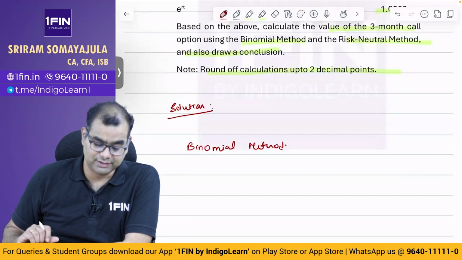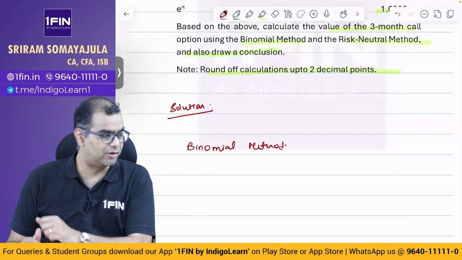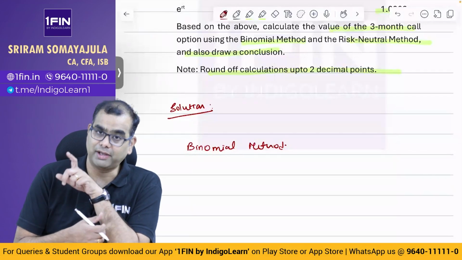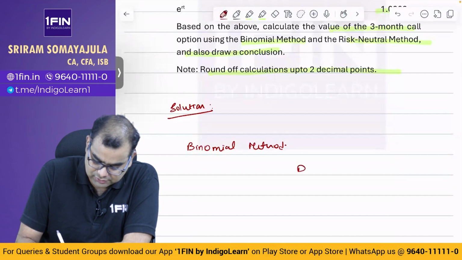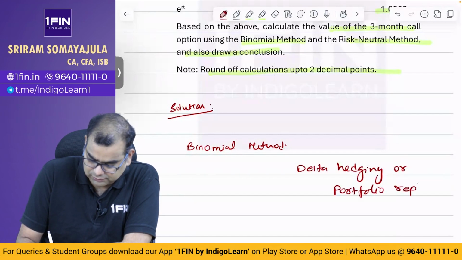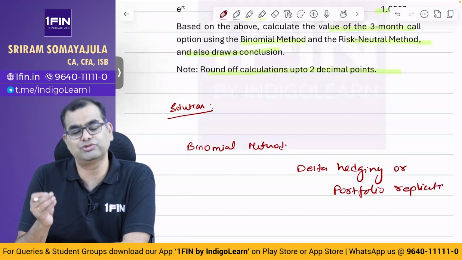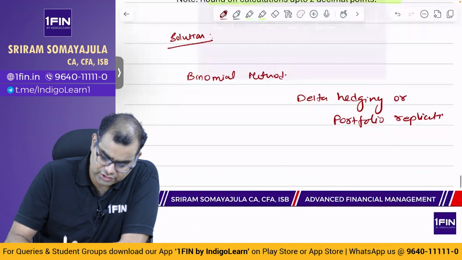Now in this, if you look at the RTP solution, they have used the e power RT formula for your binomial model. That is not correct. In the binomial model, you have to use either delta hedging or portfolio replication. And the binomial method is not the binomial tree. The binomial tree is drawn, using which you can use any of these things. So let us use one of these methods.